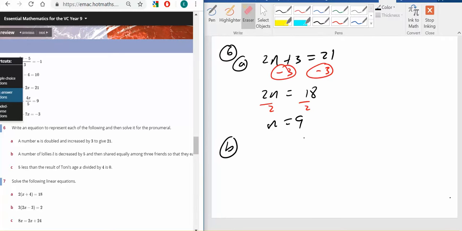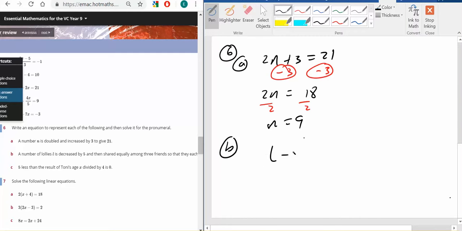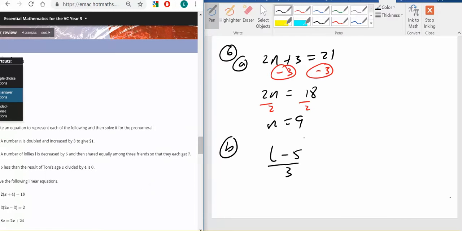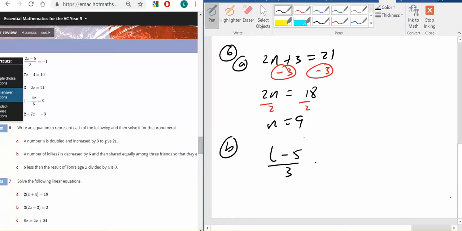A number of lollies L is decreased by 5. So L lollies is decreased by 5, then shared equally amongst 3 friends. So they're divided by 3, and they each get 7. So each friend gets 7. I need to multiply both sides by 3. L minus 5 equals 21.